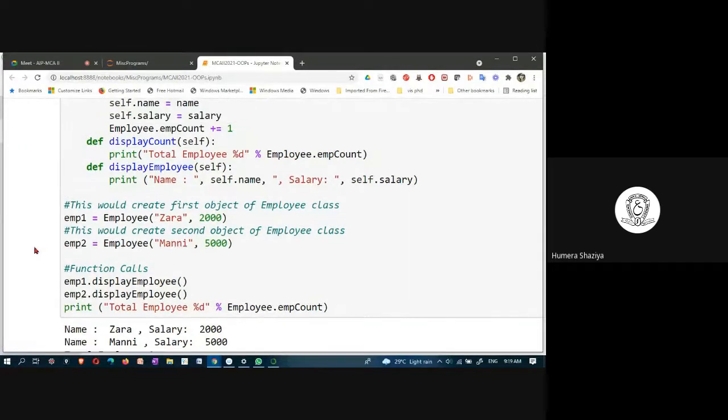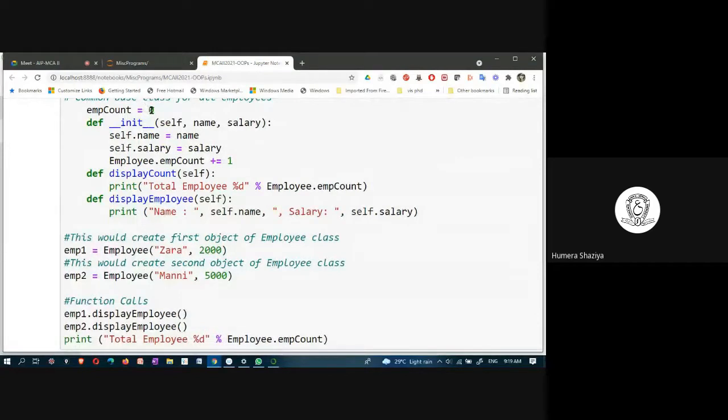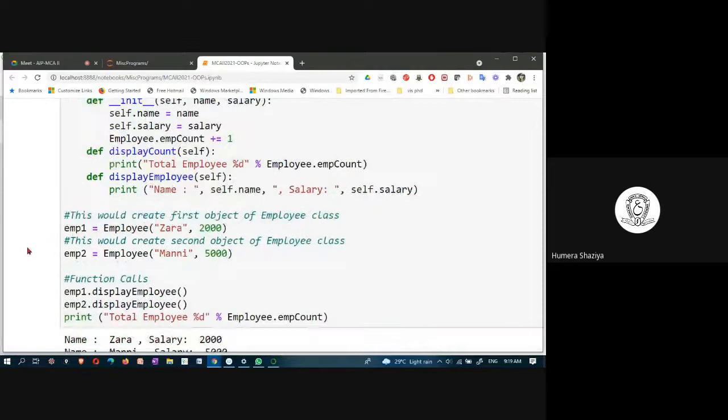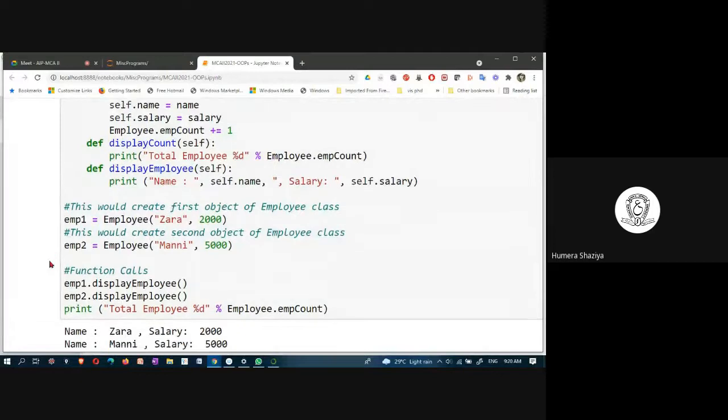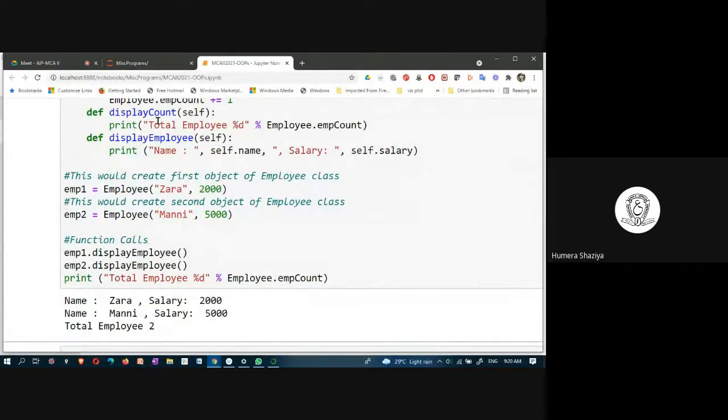emp count was initialized to 0. Whenever an employee was created through the init method, which is like a constructor, the emp count is incremented. Because two objects are created here, emp count is 2. Emp count could be printed through the display count function or directly by calling it with the class.